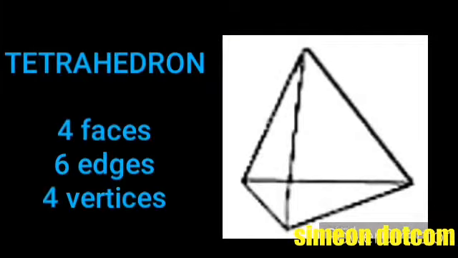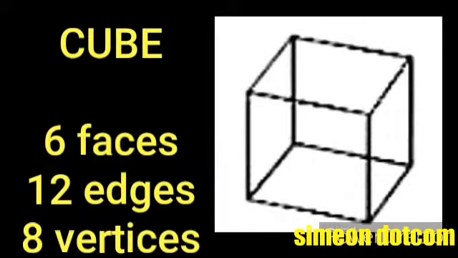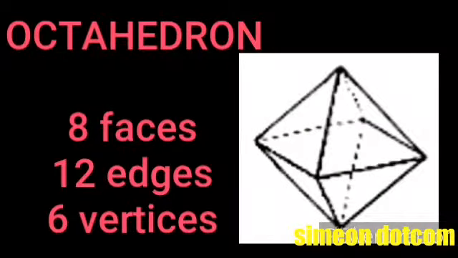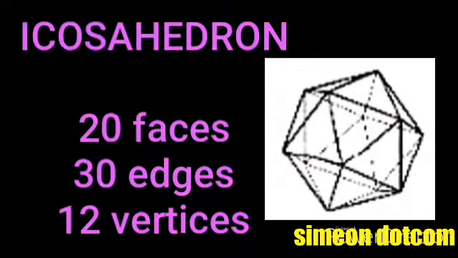The tetrahedron has 4 faces, 6 edges and 4 vertices. Secondly, the cube has 6 faces, 12 edges and 8 vertices. The octahedron has 8 faces, 12 edges and 6 vertices. The dodecahedron has 12 faces, 30 edges and 20 vertices. The icosahedron has 20 faces, 30 edges and 12 vertices.